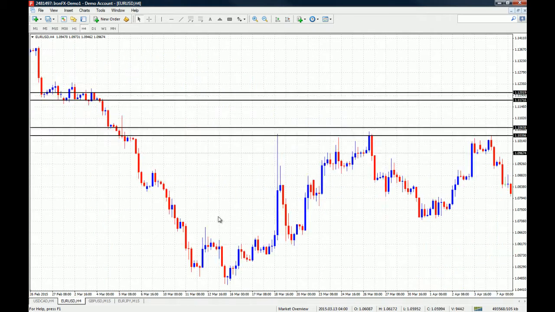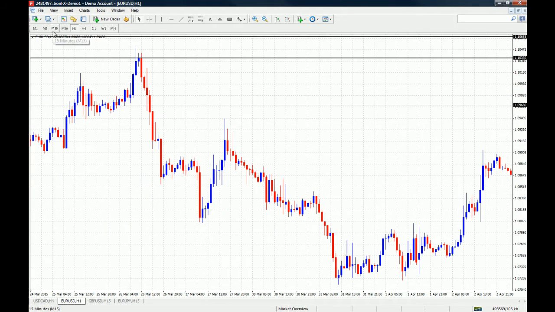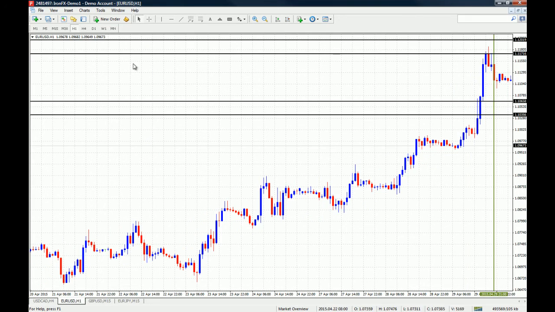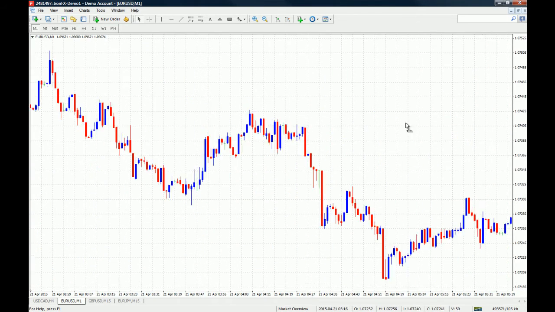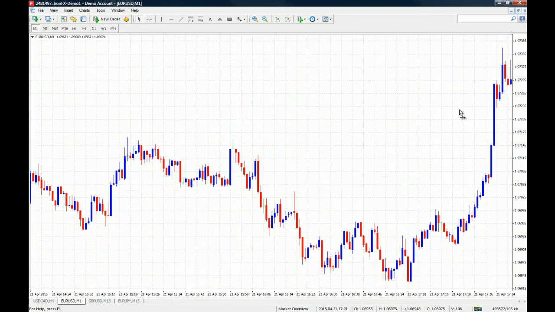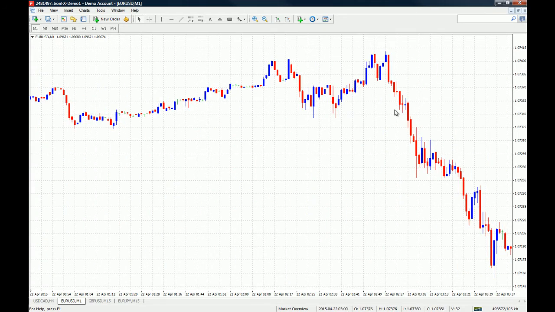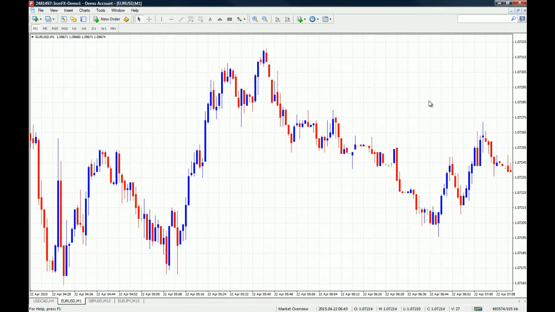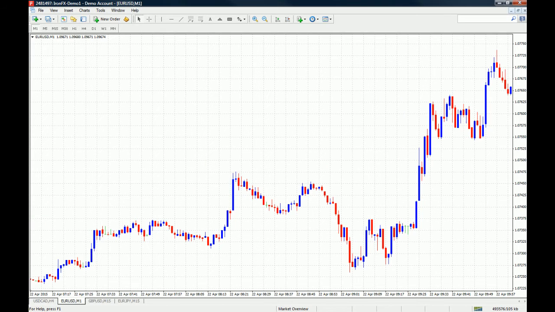Now this is the 4-hour chart, and what we're going to do is go back to the 1 minute chart, because we are going to look at how we would have traded this event. Now, remember that it is very likely that the interest rate is going to remain unchanged, which means that this is going to be immediately bearish for the US dollar, which means that we are going to look to buy the Euro US dollar.